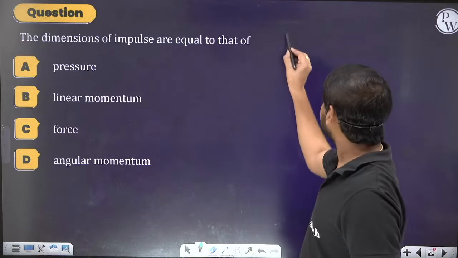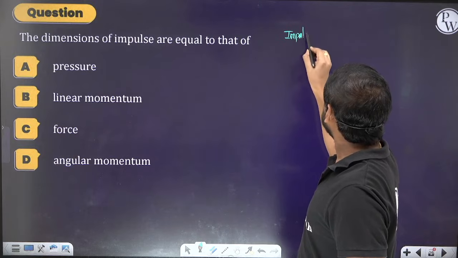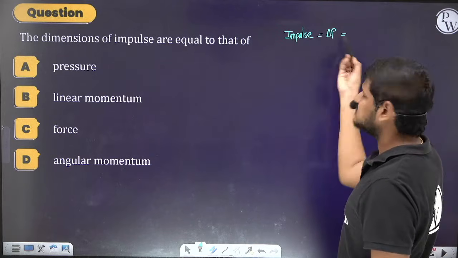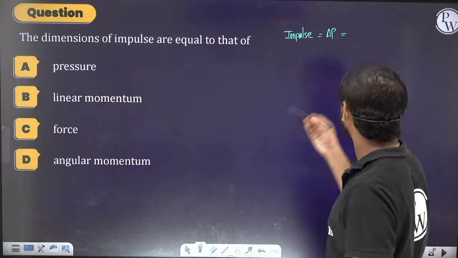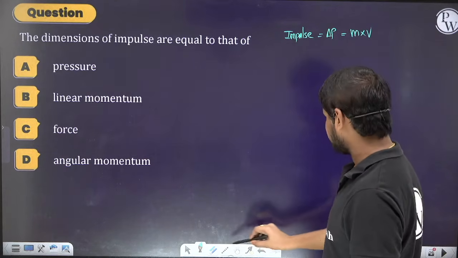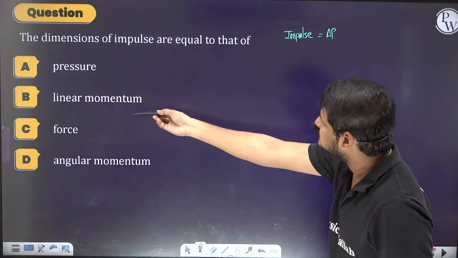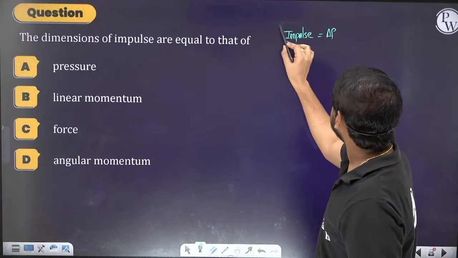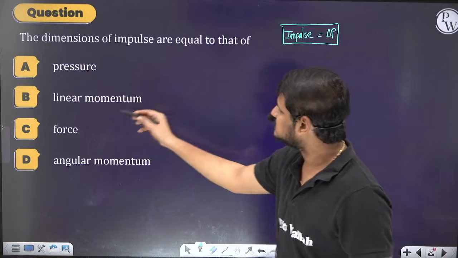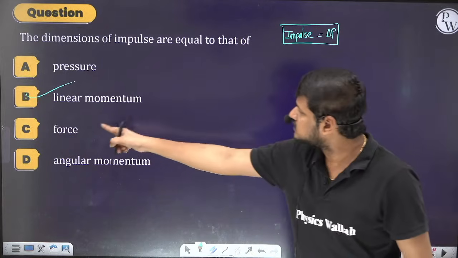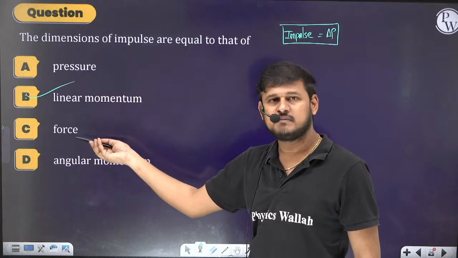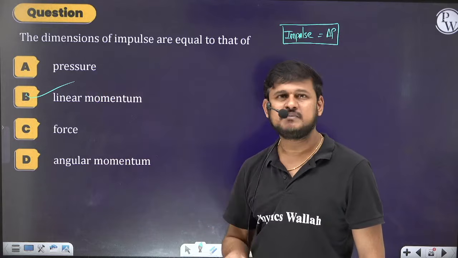The dimensions of impulse are equal to that of which quantity? First, what are the dimensions of impulse? Impulse is equal to the change in momentum. You can remember it like this, or you can remember the formula for impulse, which is force into time. The direct option is there, so there is no need to go for anything else. Impulse is equal to change in momentum, so whatever the dimensions of impulse are, the same hold for linear momentum. The dimensions of the remaining terms we also know. This is pressure, force per area. Force you already know, M L T to the power minus 2, and angular momentum L is equal to m v r.